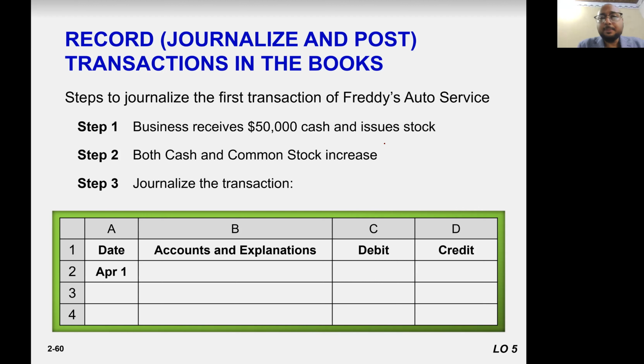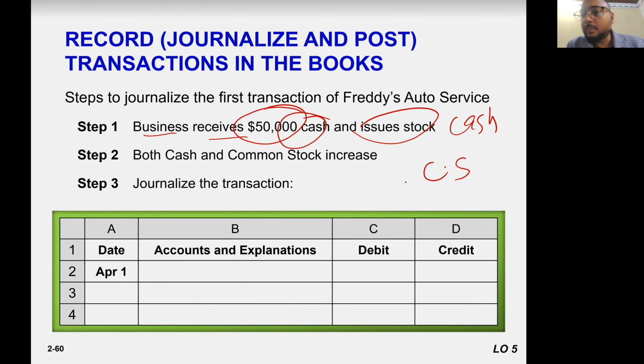So on April 1st, you need to journalize the entry. Business received 50,000 cash and issued stock. So which two accounts are hit? You write it down: cash and common stock. Write down increase or decrease, and which side. They are both increases. Cash is an asset account. Asset increase means debit. Common stock increase means credit.